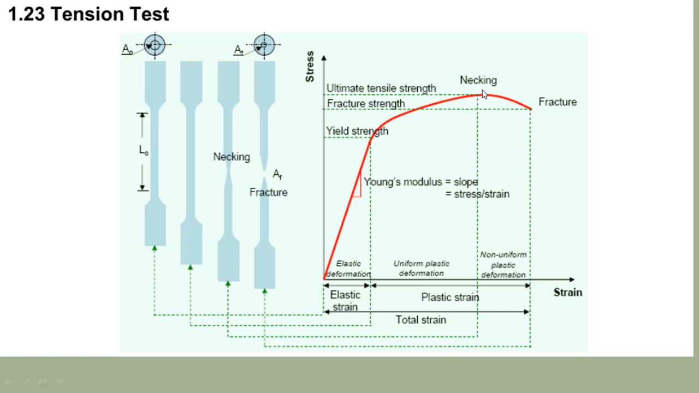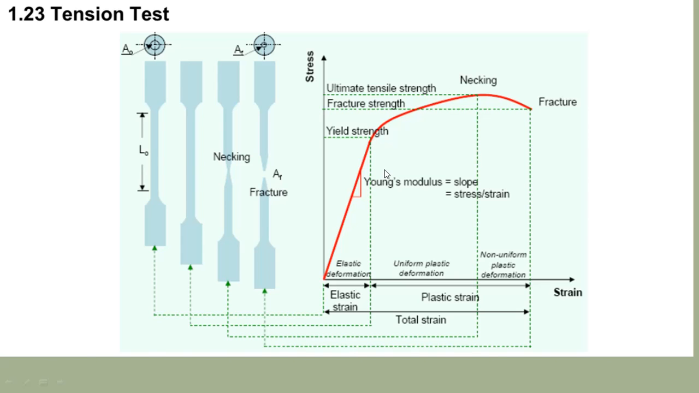Here the fracture happens after neck formation. There is no chance of the material returning to its original shape. After necking is the ultimate tensile stress. So here fracture occurs. This is L0. This is the first point, the yield strength point. This is the neck formation, and this is the fracture point. So this is the stress strain curve.